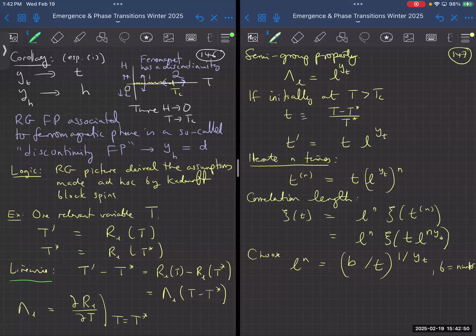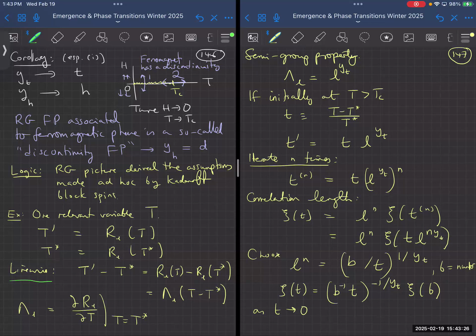Why do I put this b in there? Well, L to the n should be an integer. So choose a value b so that L to the n is an integer. That's all. And then that says, if I do that, then psi of t is equal to b to the minus 1 times t to the power minus 1 over y sub t times psi of b. And that's happening as t goes to 0. Okay, so that's our picture.